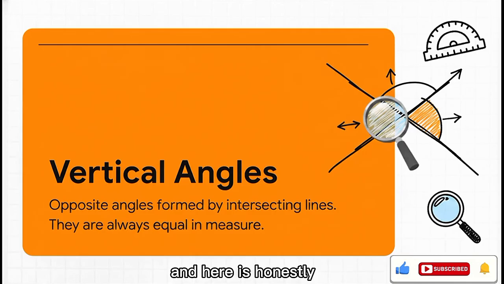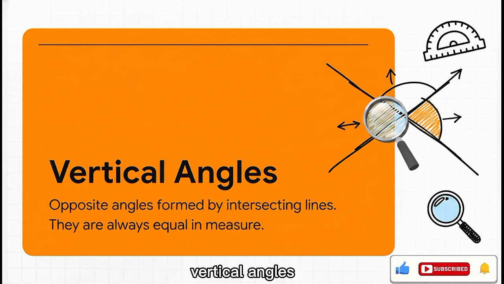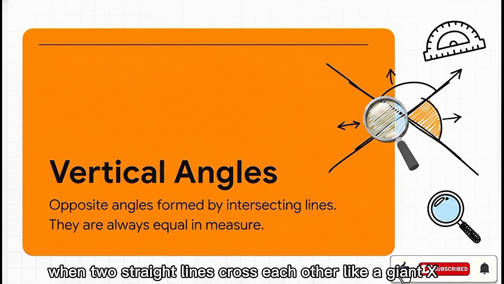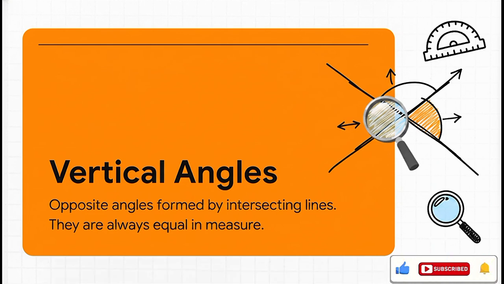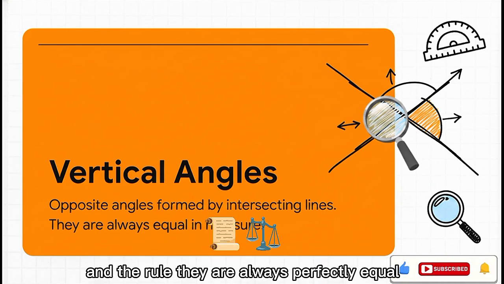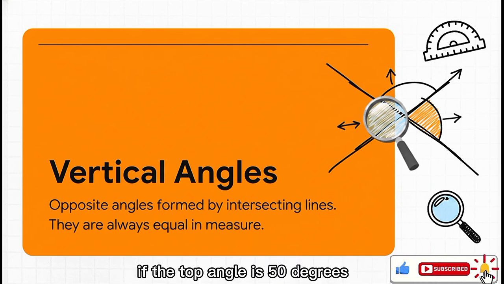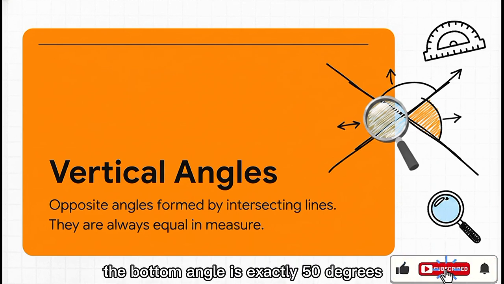straight line. And here is honestly one of the most magical rules in geometry: vertical angles. When 2 straight lines cross each other like a giant X, they form vertical angles. These are the angles sitting directly opposite from each other. And the rule? They are always perfectly equal in measure. No exceptions. If the top angle is 50 degrees, the bottom angle is exactly 50 degrees.